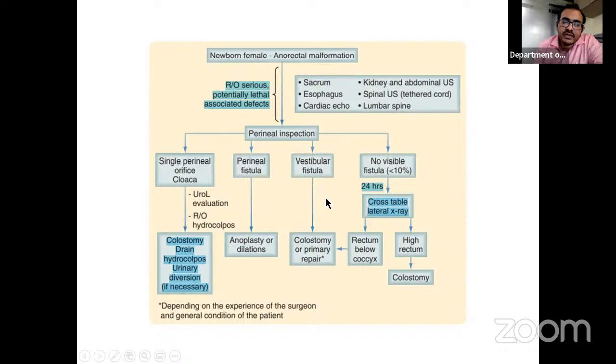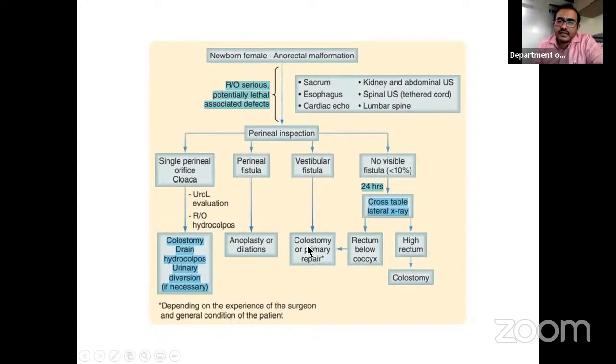If there is a vestibular fistula, depending on the condition, you can do a colostomy or primary repair. This primary repair can be done in the neonatal period as well as at a later date. There is no emergency. You can keep the patient on rectal washes for a few months, and we can do surgery at 2 or 3 months. Usually at our center, we do primary repair surgeries at 2 months.